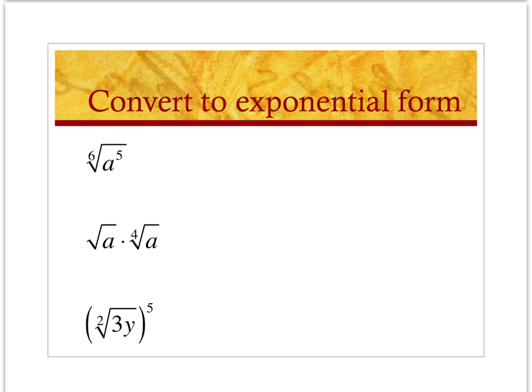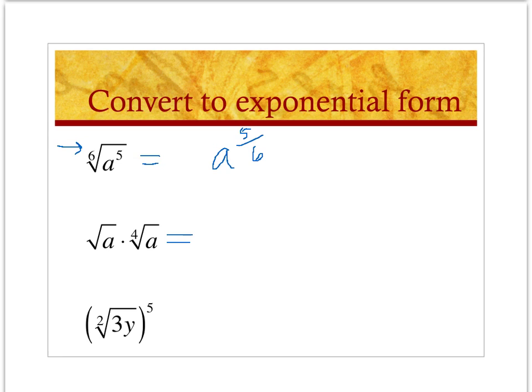Converting to exponential form is going to be the exact opposite. We know our base here is a. We need to raise that to some kind of fraction. The 6 here is inside the root. That becomes our denominator. The 5 is the power. Now you can see in this one the 5 is applied first. Again, that doesn't matter. We should still have a to the 5/6.